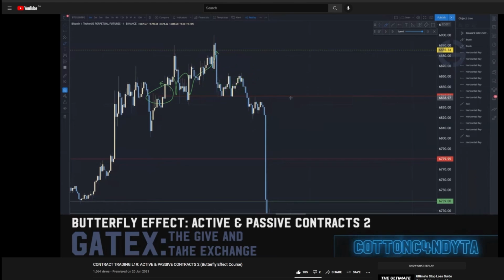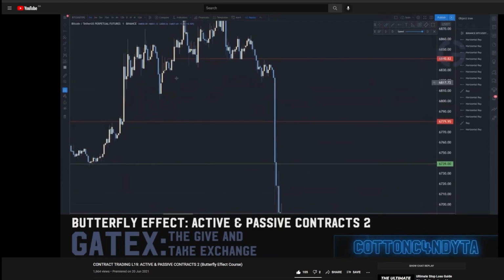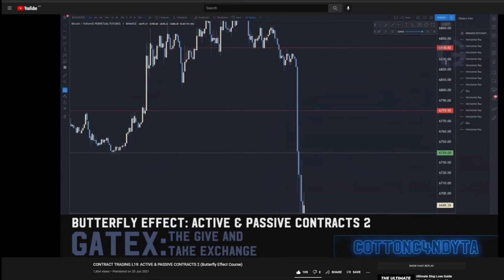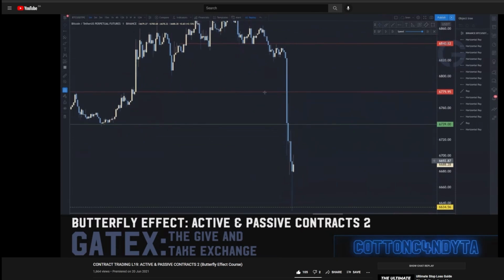You can read what people are doing through watching these levels and how they visually develop in the moment, right? The visual development of these levels is showing it to you. It's very, very straightforward. And you can see where volume is about to come in if you understand the way in which active and passive contracts work.